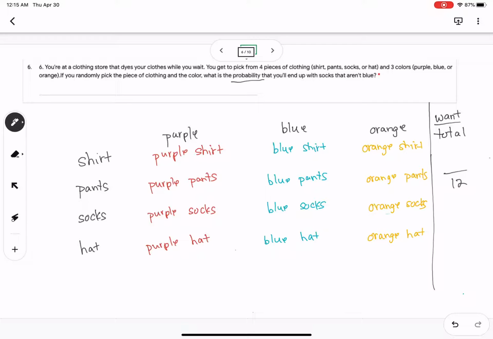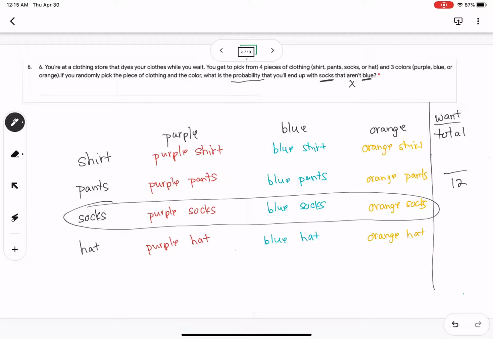So those are the total options, total possibilities, total things that could happen if he randomly picks one piece of clothing and one color. Okay? Those are all of our different options. Now, it says, what's the probability that you'll end up with socks that aren't blue? Okay? So now we're just looking at the socks here. And we want to know which ones are not. So he wants socks that aren't blue. So that means we're not looking at blue socks, right? So that means he could end up with purple socks or orange socks.